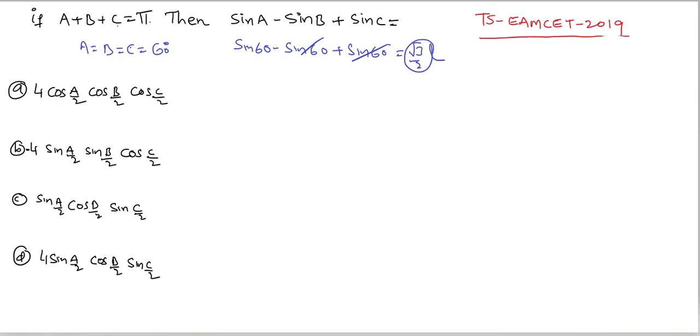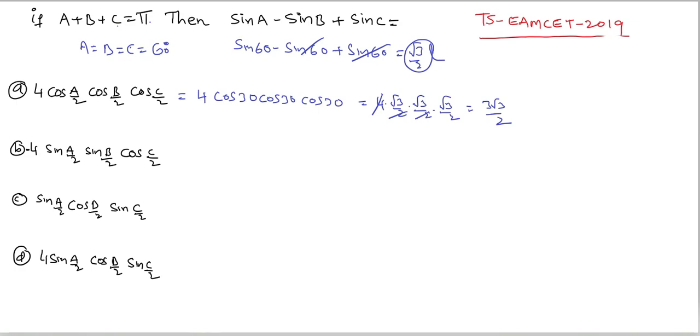Substituting these values in the options also, that is 4 cos a by 2, 60 by 2, that is cos 30, and cos c by 2 is also cos 30, that is equal to 4 cos 30, root 3 by 2 into root 3 by 2 into root 3 by 2. Here 2 into 2, 4 cancel. That is equal to 3 root 3 by 2.